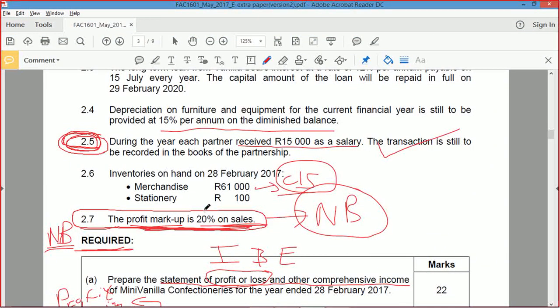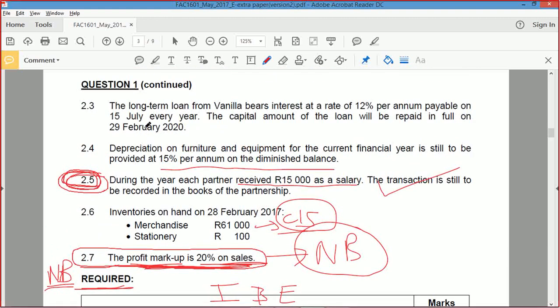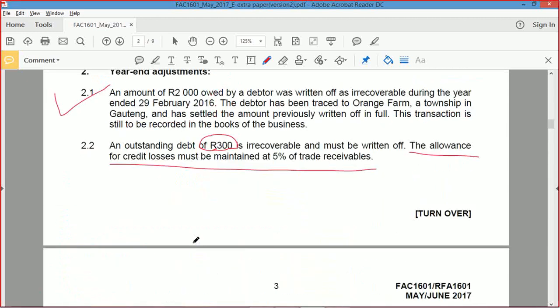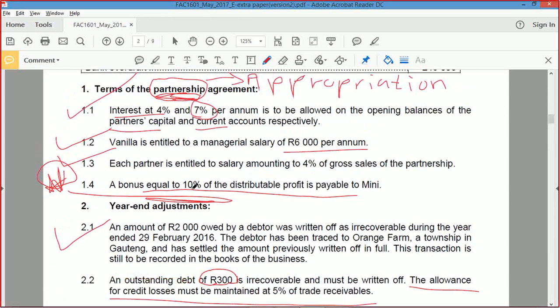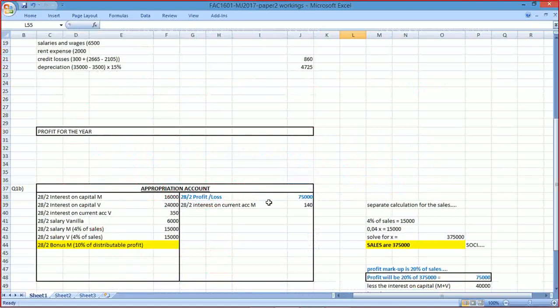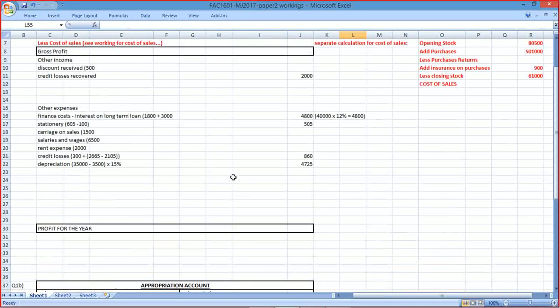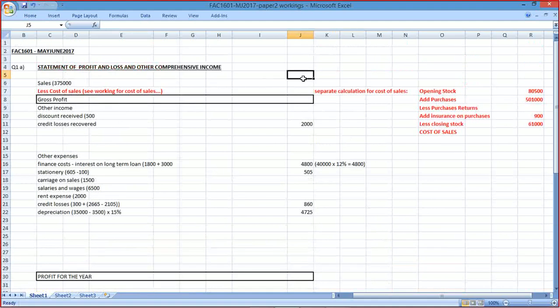Okay, let's go back. Am I finished with the question? Yes, I've gone through everything, right? Okay, you've read every single line item. The only line item that we said we can't do that we're going to go back to is this one, the bonus. But to get the bonus, I need the profit. Right, so let's sum up everything. Sales is 375.